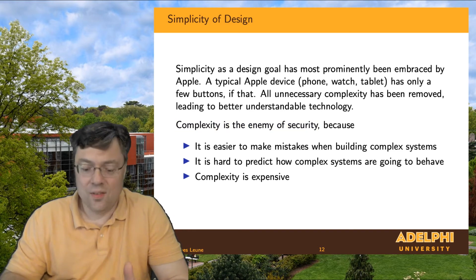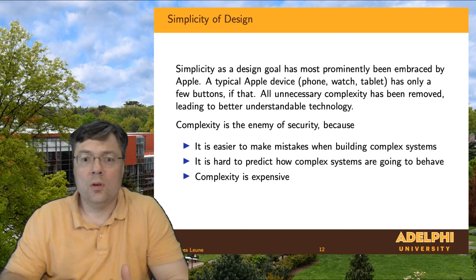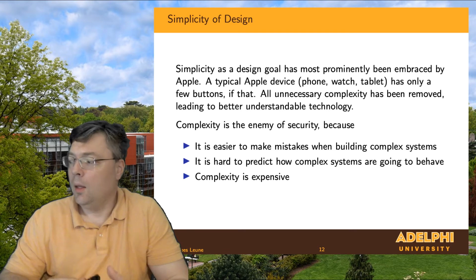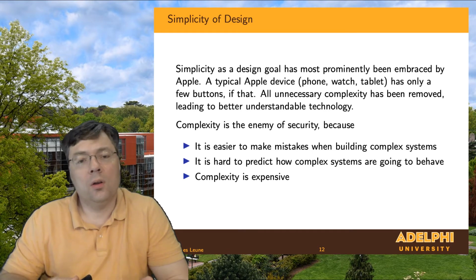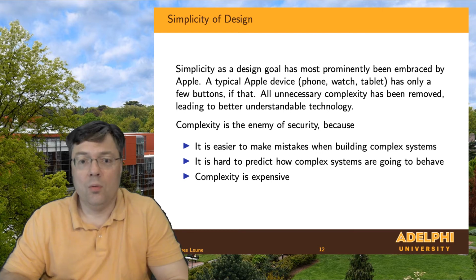Why? It's very easy to make mistakes when you don't necessarily know how all the moving parts of a system interact. It's also hard to predict how a system is going to behave once it's put together from all those different components. And lastly, it becomes very expensive to manage the overhead that comes with a complex system.